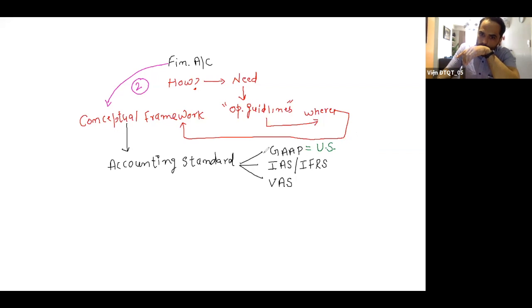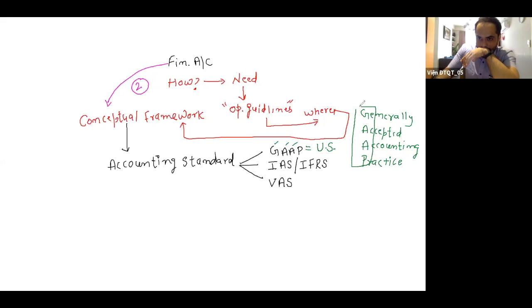What GAAP stands for? G stands for generally. A stands for accepted. A stands for accounting. And P stands for principles or practice. All right, that is a GAAP. That's GAAP full form stands for. Right? This is the first and oldest accounting standard in the world. Right?